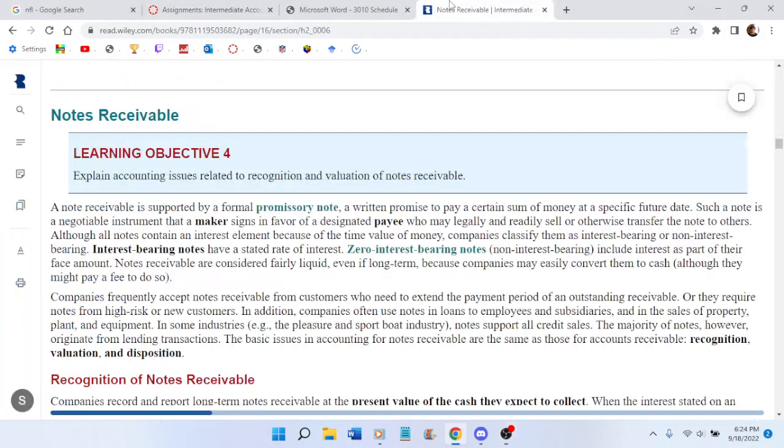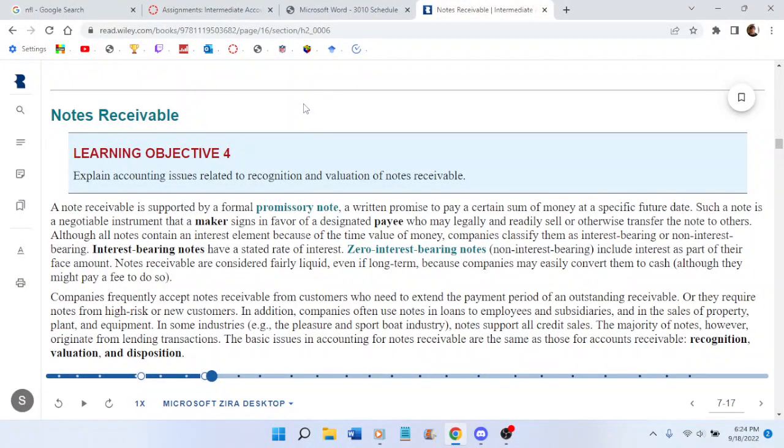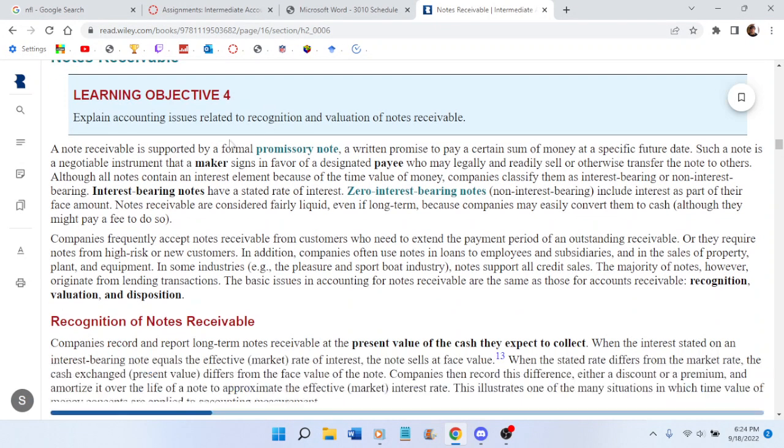That was great. We're barely through this chapter. We're barely any way through this chapter. Notes receivable.